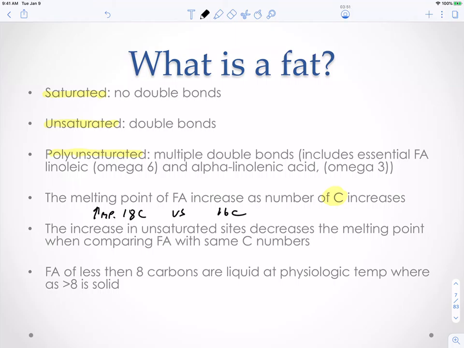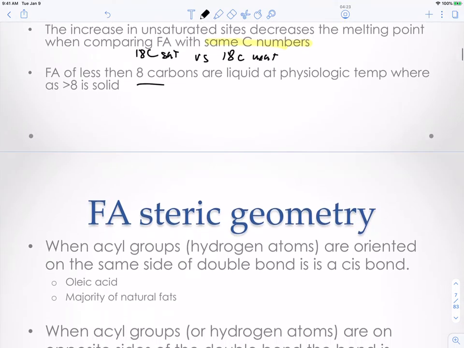Now you need to compare fatty acids as equally as possible. So when you compare fatty acids with the same carbon numbers, if you have an 18 carbon saturated versus an 18 carbon unsaturated, your unsaturated will have a lower melting point than your saturated would have. Fatty acids less than 8 carbons are liquid at physiological temperatures, whereas greater than 8 carbons, they are considered a solid.